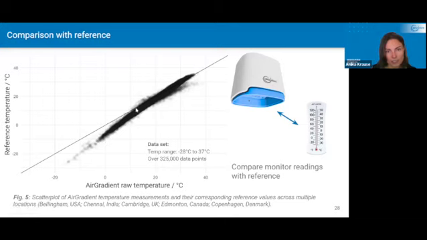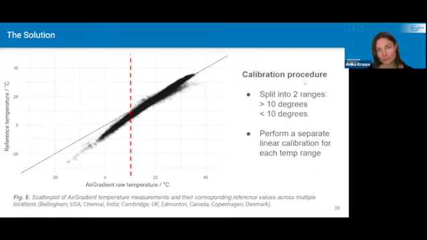And you can see that it might actually not be a really straight line. In a first approximation, you could probably say it's like one line for the cold temperatures and then a bit of a different line, with a different slope, for higher temperatures. And this is exactly how we corrected it. So we split the data set into cold temperatures, less than 10 degrees, and warm temperatures, more than 10 degrees. And we performed a linear calibration on each data set individually.